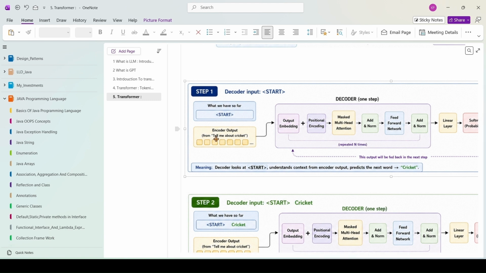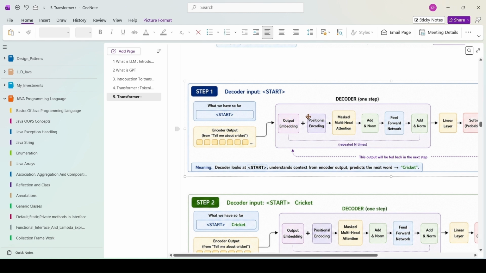It will start with a special token called start. This will be passed to the output embedding. This output embedding is similar to the input embedding we discussed in the case of the encoder transformer. Here the token is converted into a dense vector. In this phase, the meaning of the words will be resolved, and how one category of words is related to the other category will be understood by the decoder.